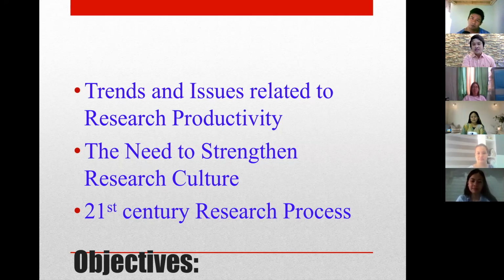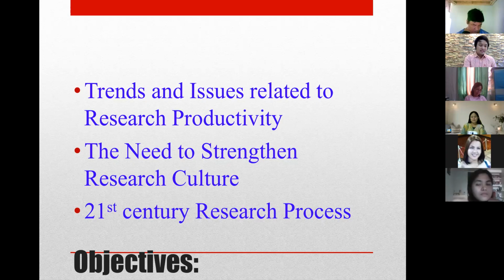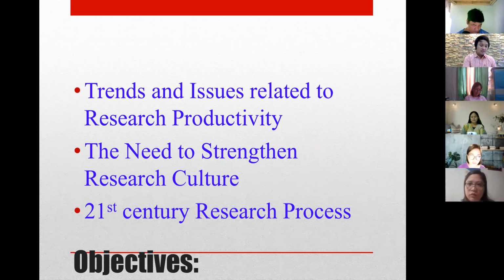And of course, very importantly, is that we need to understand the correct method or the 21st century research process. Kailangan po nating maintindihan kasi kung hindi po, magkakamali tayo sa ating mga paggawa ng research kung hindi natin itatama yung ating research process.